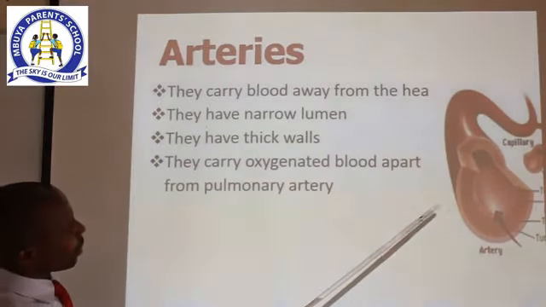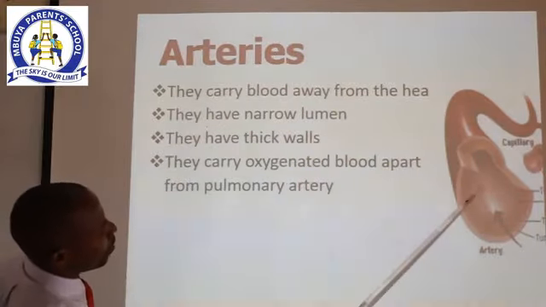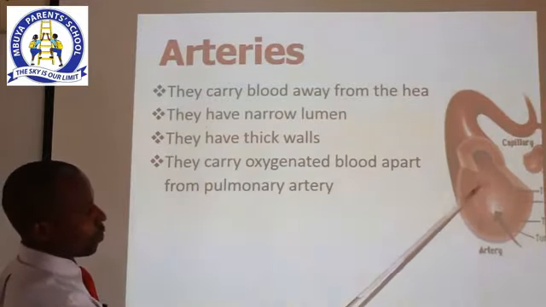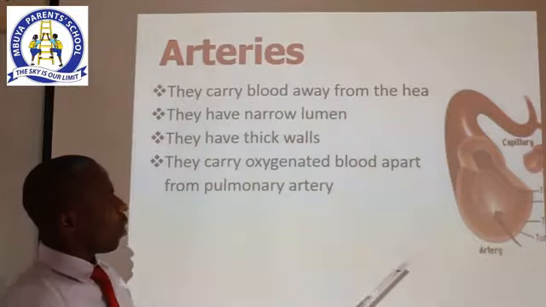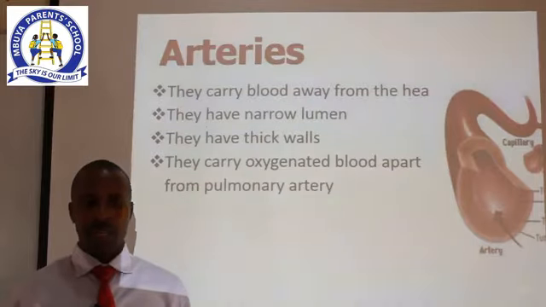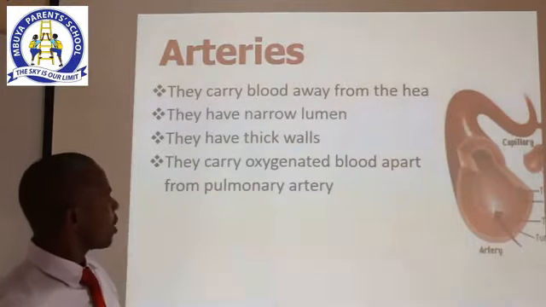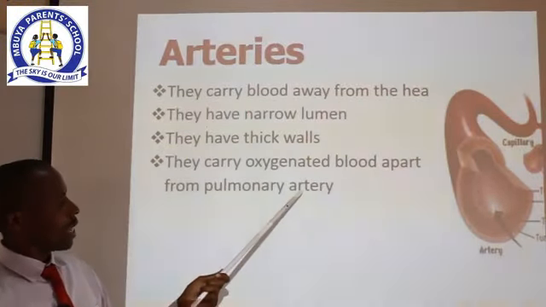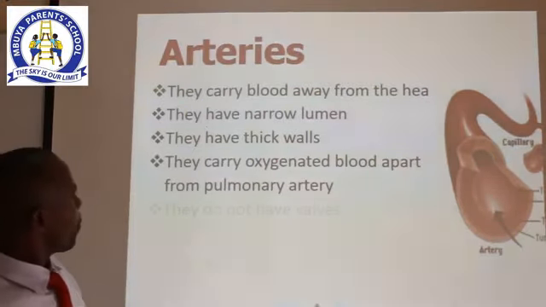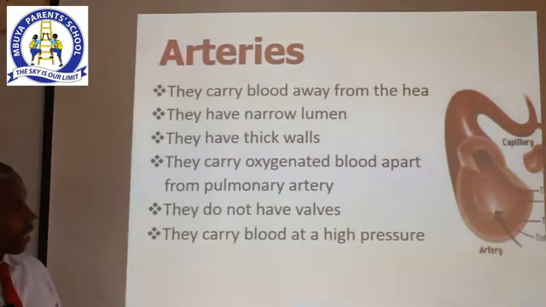When you look clearly, this is the passage I told you is called the lumen. Arteries do not have valves in them. You see, the passage is just clear. All the arteries carry oxygenated blood, apart from one. That one is connected to the heart and is called the pulmonary artery. The pulmonary artery is one of the blood vessels that are connected to the heart. We have already talked about this: they do not have valves, and they carry blood at a higher pressure.